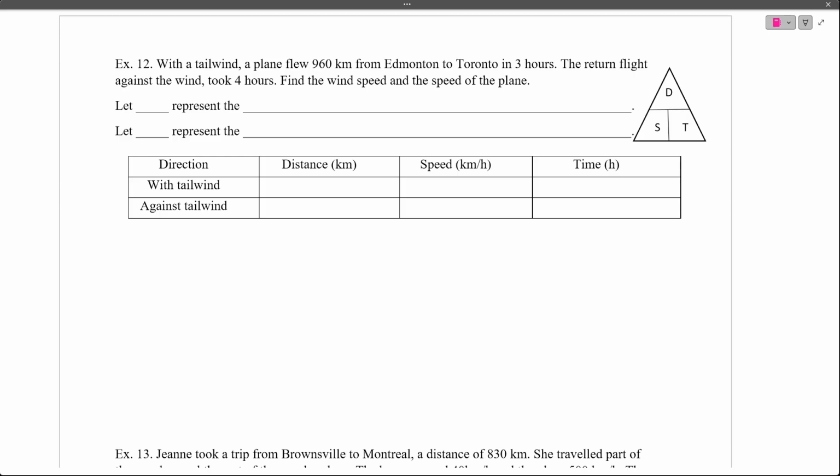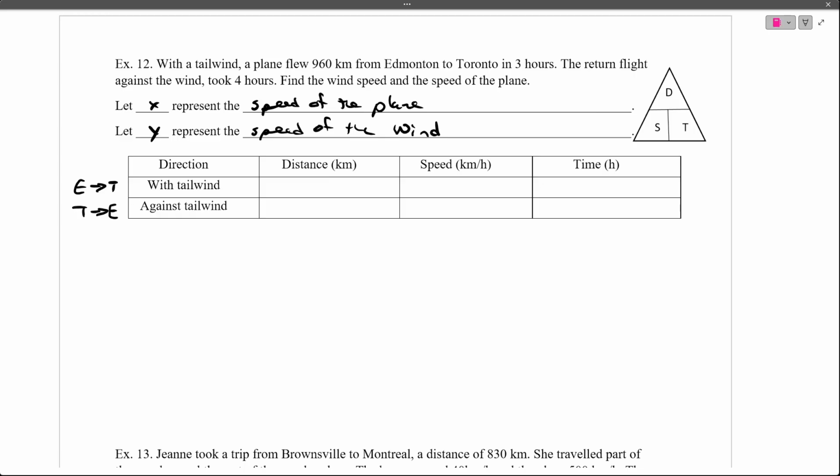So we have the exact same problem again, so let's solve it in the exact same way. First of all, let x represent the speed of the plane. And that means y is going to be the speed of the wind. Now let's break that down and figure out which way we're going. The first direction is Edmonton to Toronto, and the other one is Toronto to Edmonton.